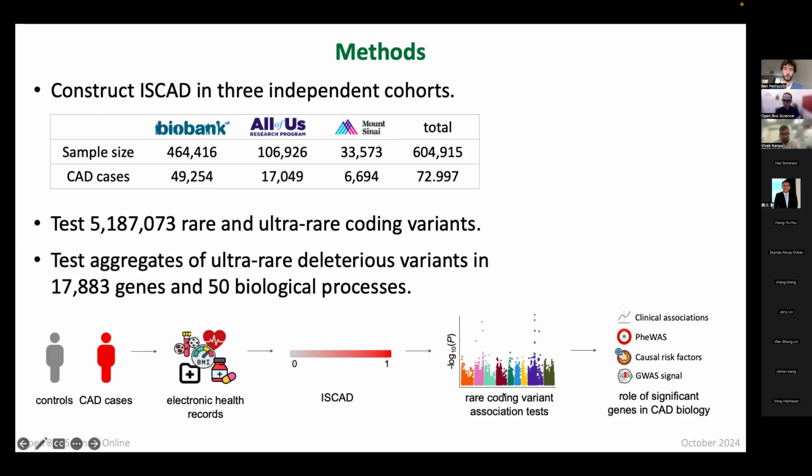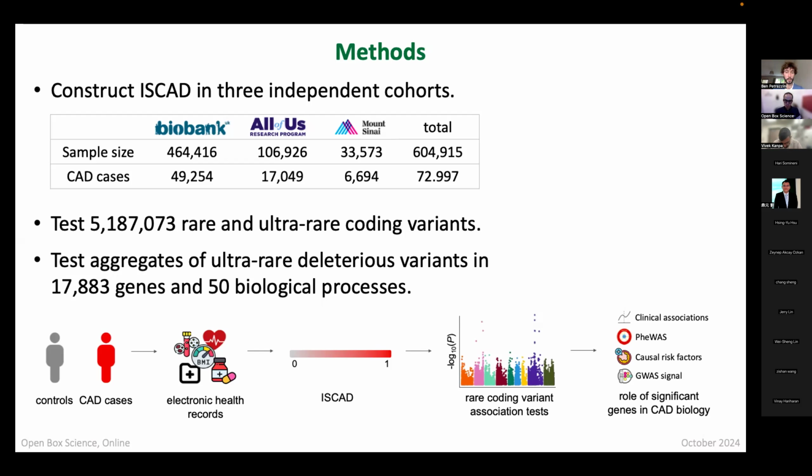So we tested rare coding variants in 3 different ways. First, single variants. We tested rare coding variants, as I mentioned before. These are variants with less than 1% allele frequency, but then also we tested ultra rare coding variants, which have less than 0.01% frequency in each cohort. By coding, we refer to variants that are missense or protein truncating variants.